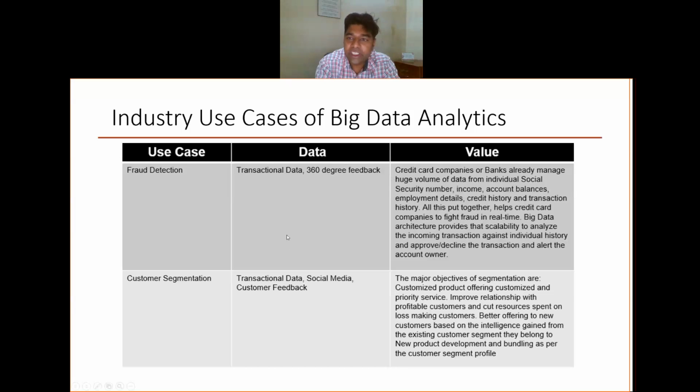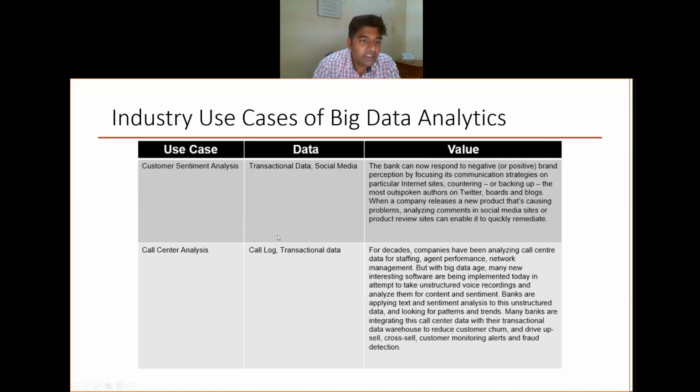So these are some of the case studies that we have discussed related to the big data solution. Okay, next again we'll discuss some more case studies of the big data solution. This one is on social media. We have customer sentiment analysis. I think you all are aware of that.